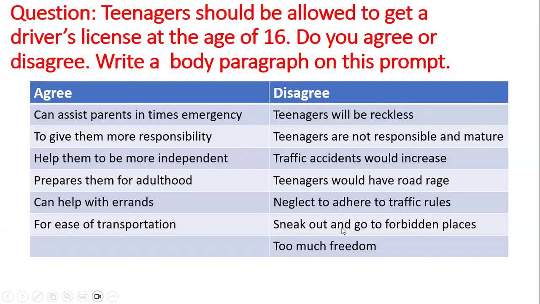These are a bunch of reasons that you could use. Obviously, in your introduction, you could list your 3 reasons. But for your topic sentence, you're only going to pick one of these. It could be that teenagers would be reckless, irresponsible, or worse drivers. You can only pick one of them, because you're only writing one body paragraph. Or if you agree, you could say one of these, or something that you want to write yourself.